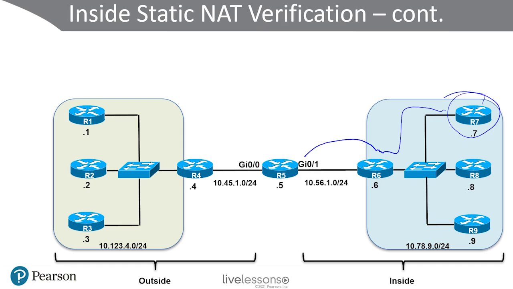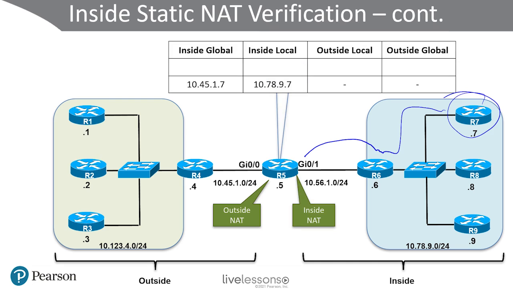Now as traffic entered on R5's gig0/1 interface, R5 performed a route lookup for the destination IP address, which pointed out of its gig0/0 interface. R5 is aware that the gig0/0 interface is an outside NAT interface, and that the gig0/1 interface is an inside NAT interface, and therefore checks the NAT table for an entry.